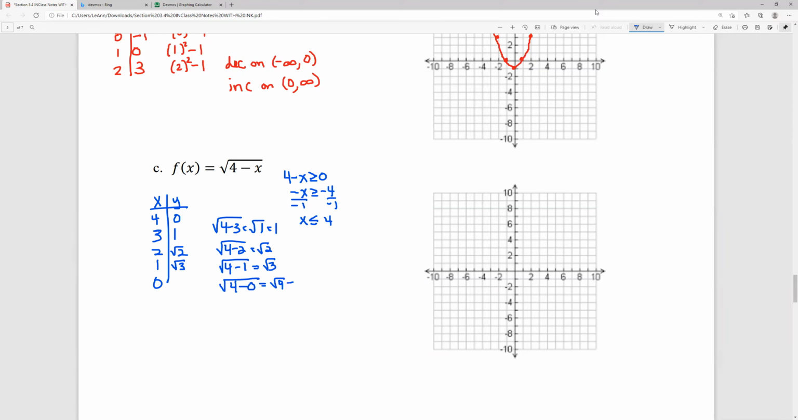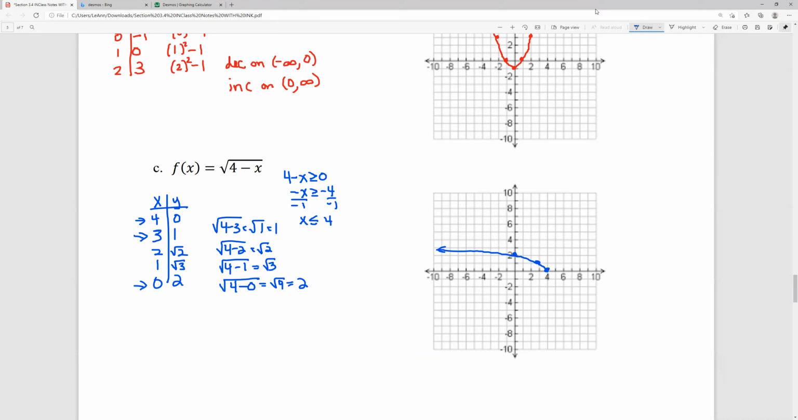So the square root of 4 is 2. Okay, so I can plot these 3 because these are nice: 4, 0; 3, 1; and 0, 2. You could plot the other ones, but maybe not on WebAssign, because remember it doesn't like decimal points on the graphs. A square root function looks like half of a parabola on its side. That's kind of its general shape.